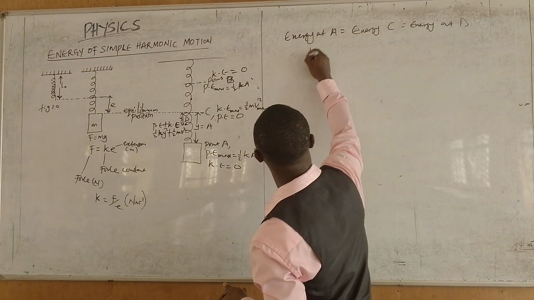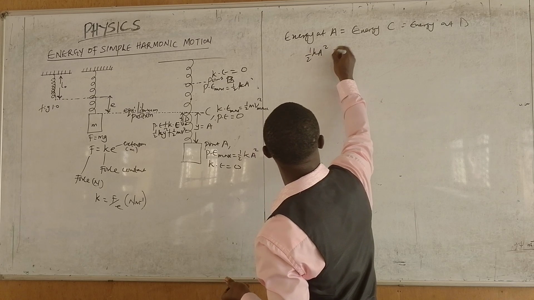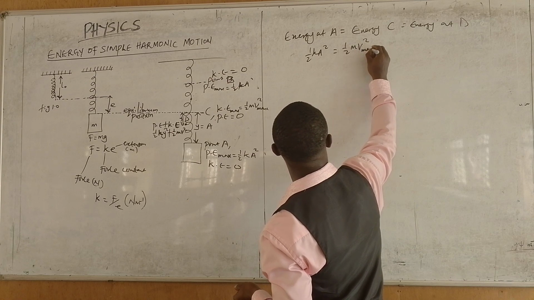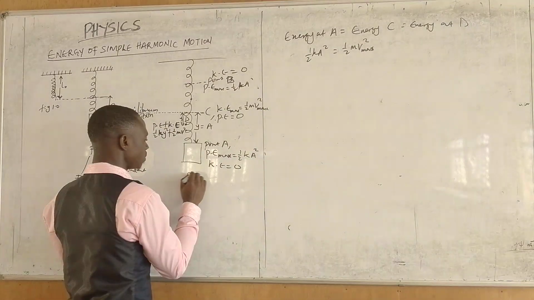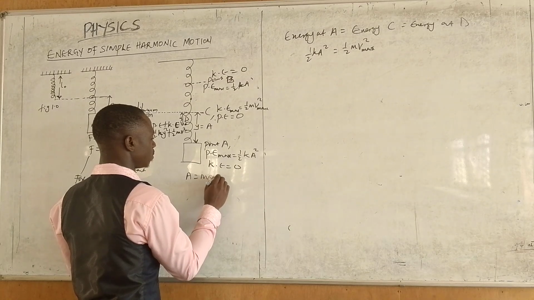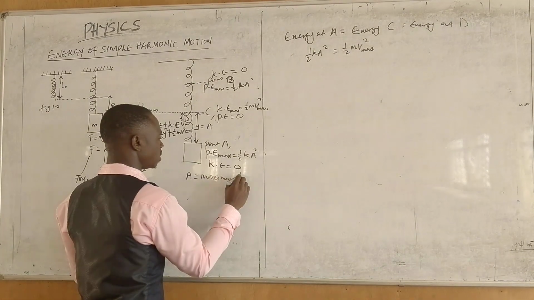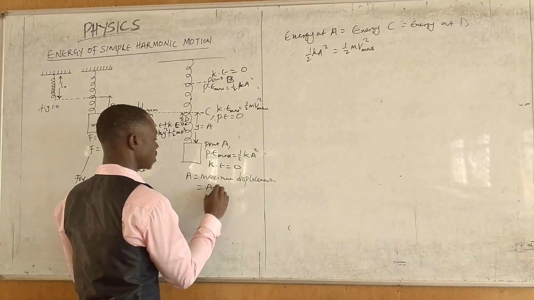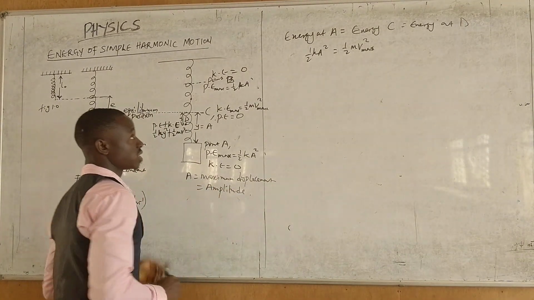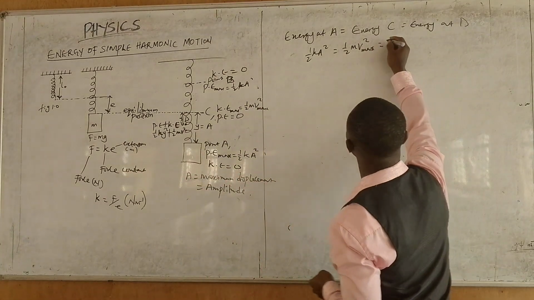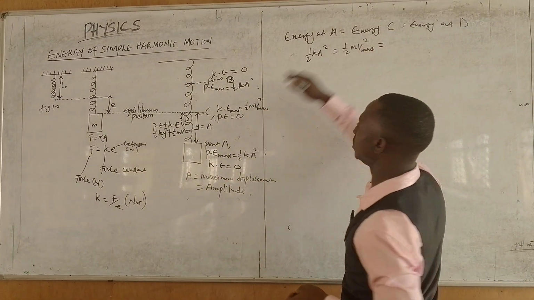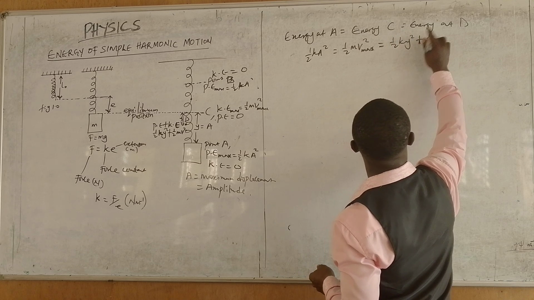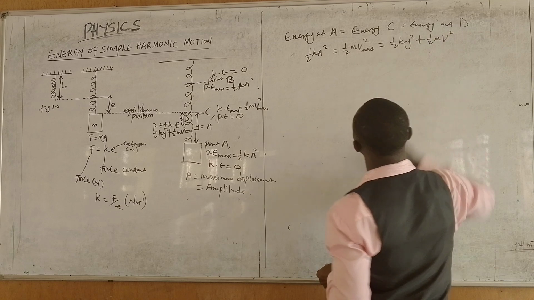So what is energy at A? Only PE: half k A squared. What's the energy at C? Only KE: half m v squared max. Don't forget that A is maximum displacement. And what's maximum displacement? That's the amplitude, measured in meters. Then what's energy at D? Energy at D is half k y squared potential plus kinetic, half mv squared.